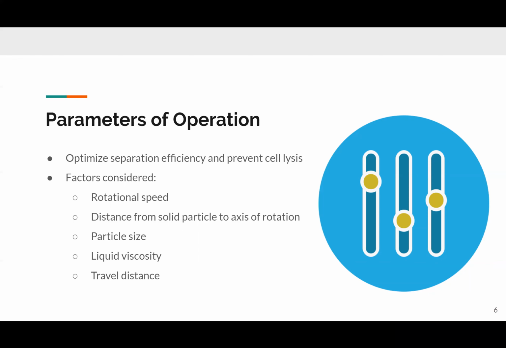The goal of centrifugation is to optimize separation efficiency and prevent cell lysis, and this can be manipulated with certain parameters of operation, which include rotational speed, distance from solid particle to axis of rotation, particle size, liquid viscosity, and travel distance. Generally, the larger the particle size, the better for separation, because at higher rotational speeds, unwanted particles such as bacteria or cell debris separate due to their smaller size. Additionally, selecting a medium with a lower viscosity would reduce the shear induced on a cell.